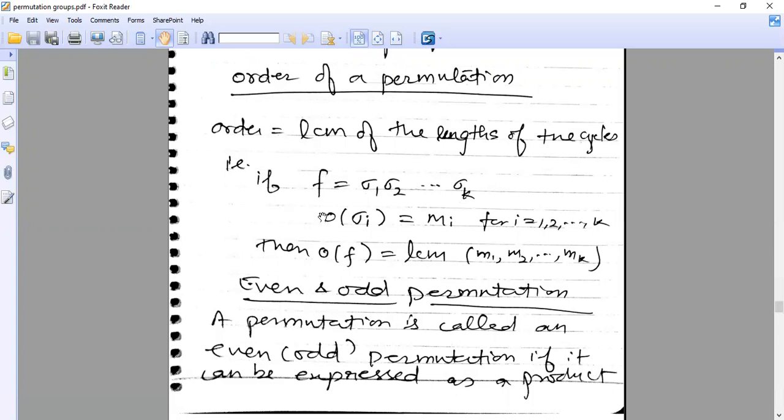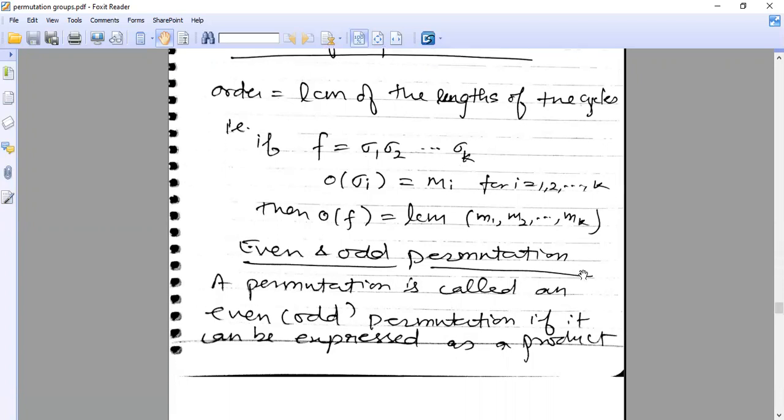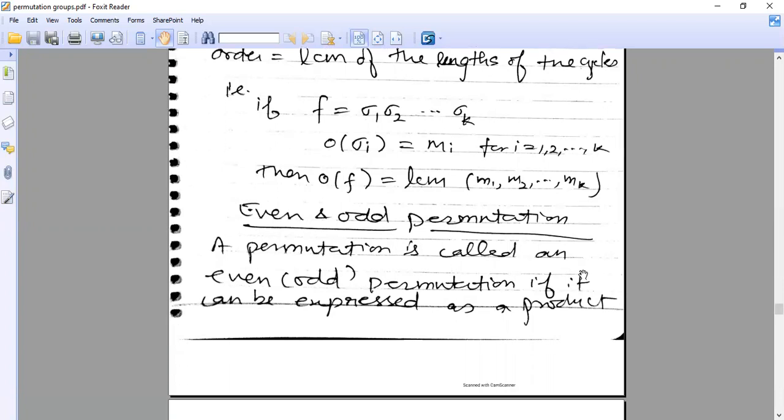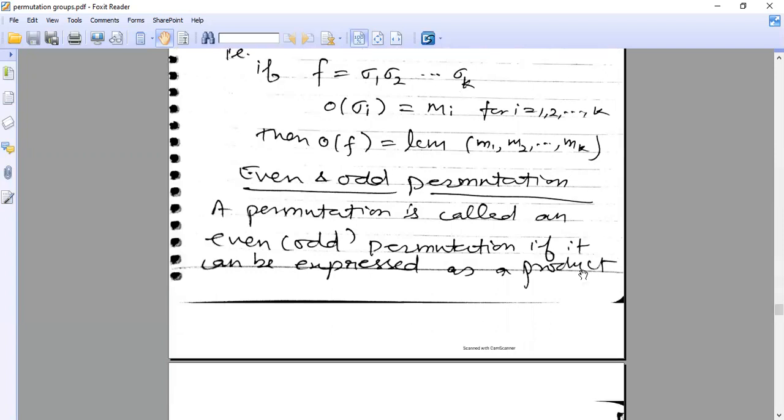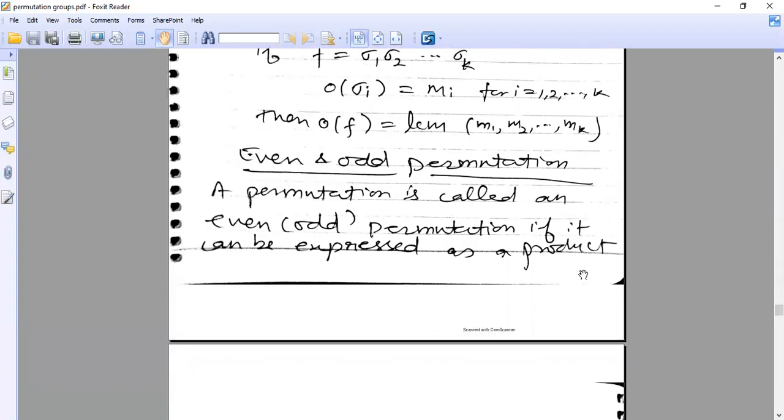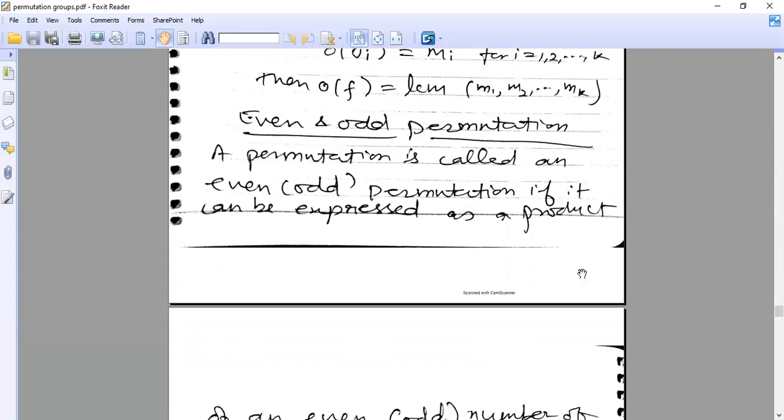Then the order of this permutation F will be the LCM of m1, m2, up to mk. So this is simple, nothing difficult in this. You just carefully write the permutation as the product of disjoint cycles. Then the order will be easy.